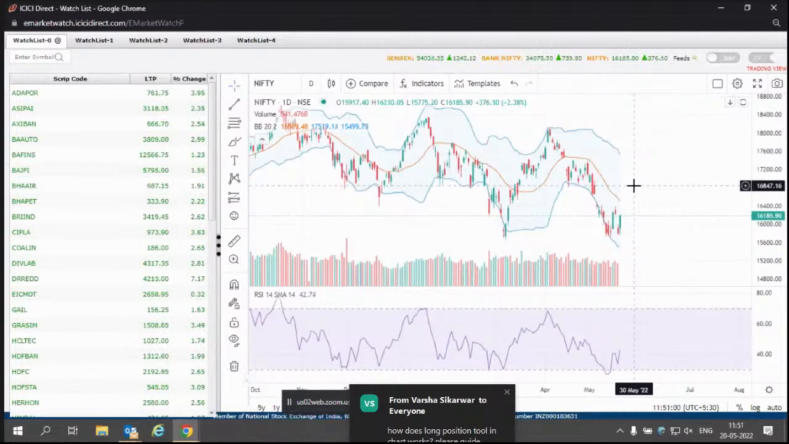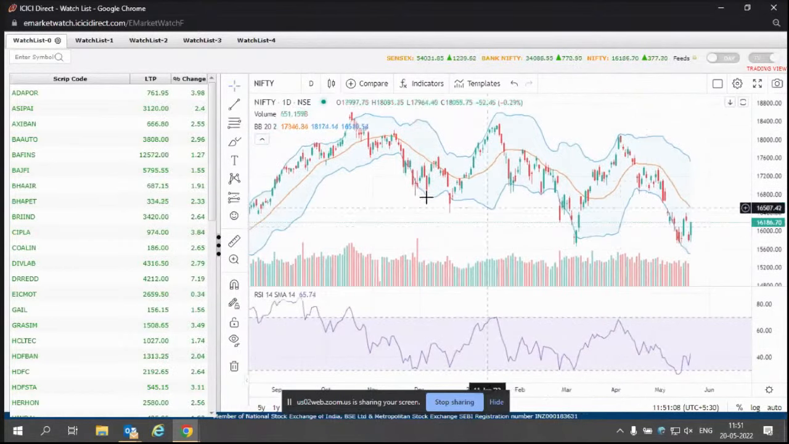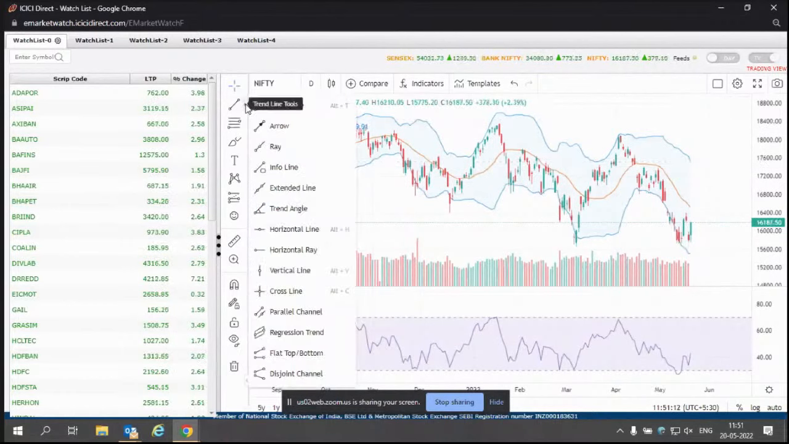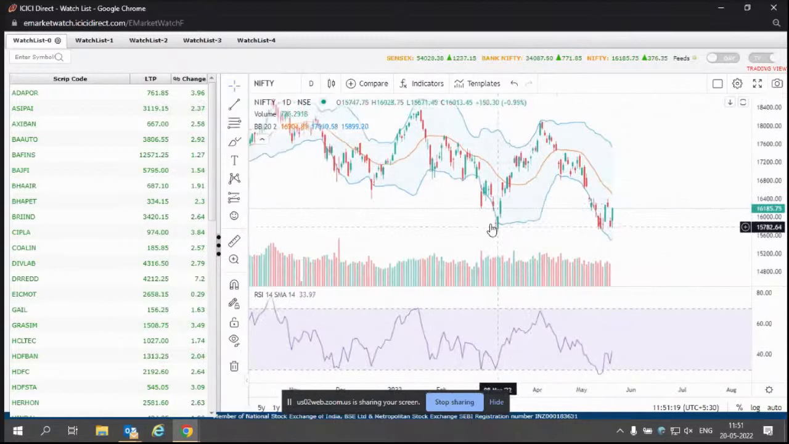How does the long position tool in the chart work? Please guide. For long positions, you can look at indicators like trend lines. The important thing to understand is whether the stock is still above the trend line or not reaching it; if so, one can continue the long position.